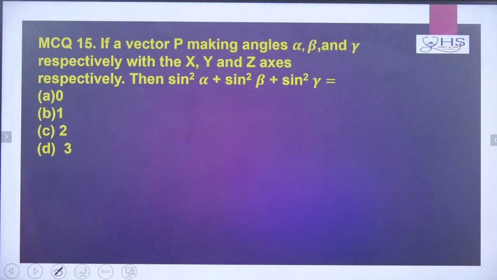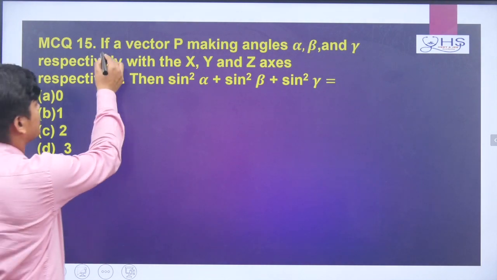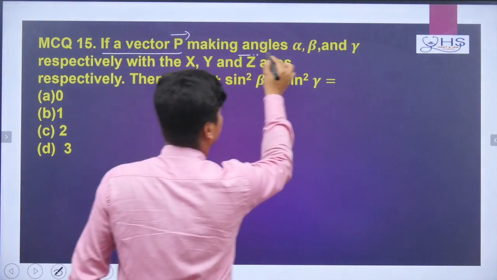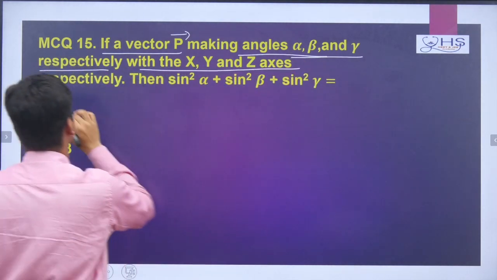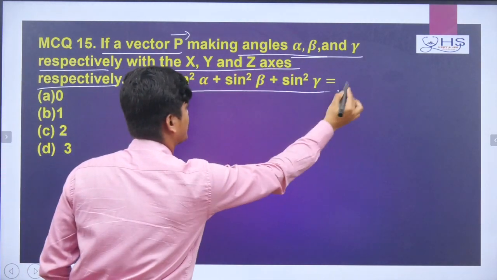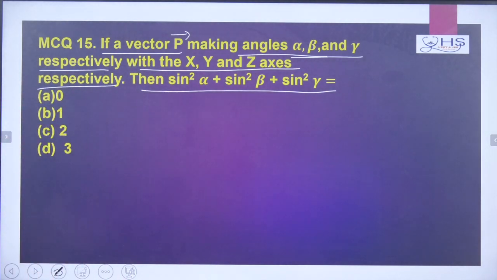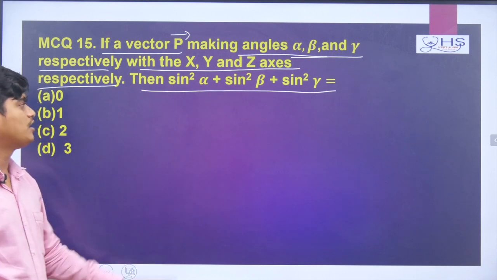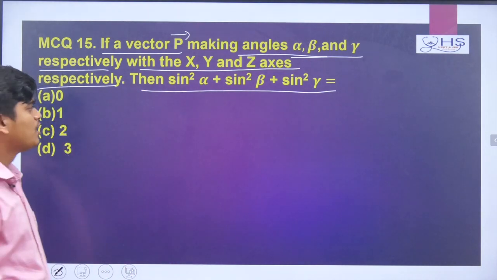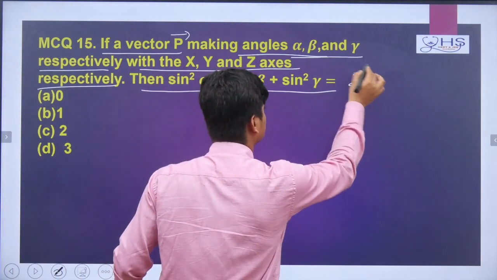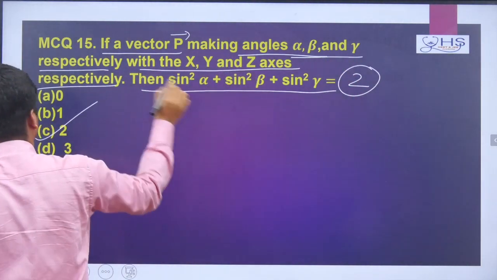Now come to the last question. Here it is given, if a vector p is making angles alpha, beta, gamma respectively with the x, y, z axes, then sine square alpha plus sine square beta plus sine square gamma value is how much? Today, in the first slide, we derived this. That answer will come 2. So you can put answer 2.